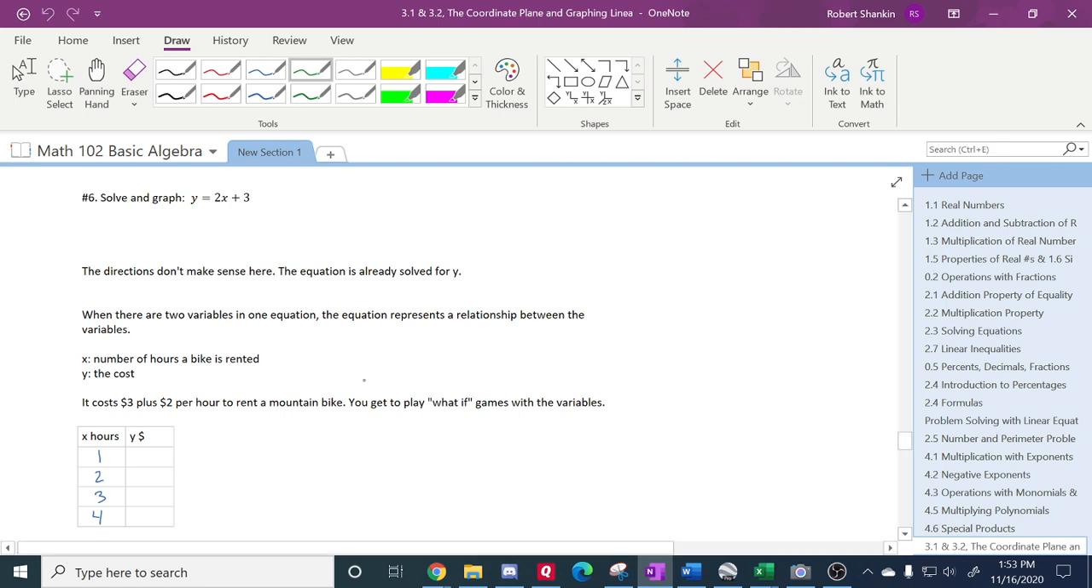I think the person in my group left. I'm not sure, but it costs $3 and then $2 per hour. So y would equal 2 plus 3, so 5 for number 1. Good. And then 7, 9, 11. Good.